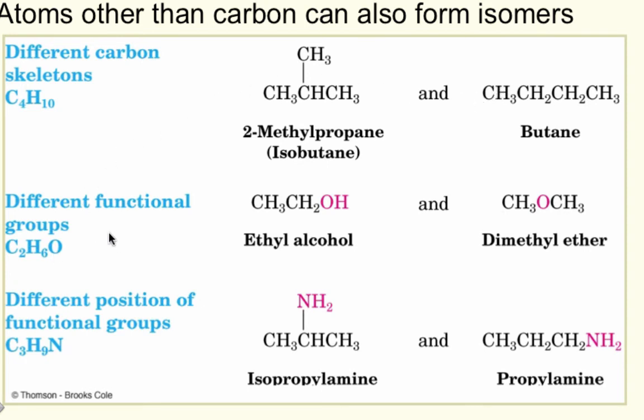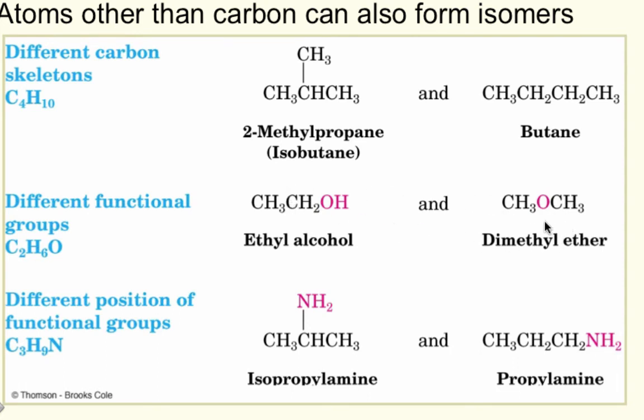Here's another type of functional group. We can have different functional groups. Notice this has 2 carbons, 6 hydrogens, and 1 oxygen. Well, we've learned some functional groups earlier. We learned that an alcohol has an OH group and an ether has an ROR group, and these happen to be isomers of each other. Both of these, ethyl alcohol has a molecular formula of C2H6O, and dimethyl ether also has the same molecular formula, C2H6O. But they are not the same compound.